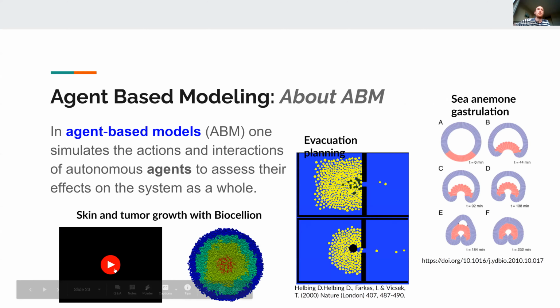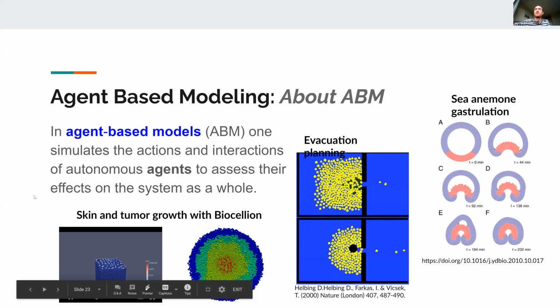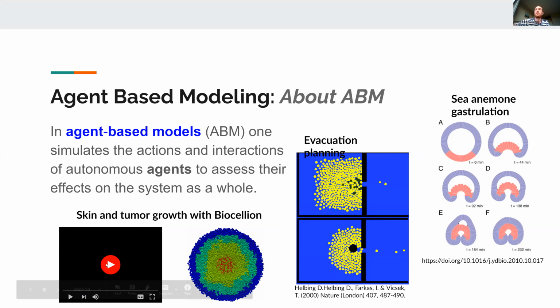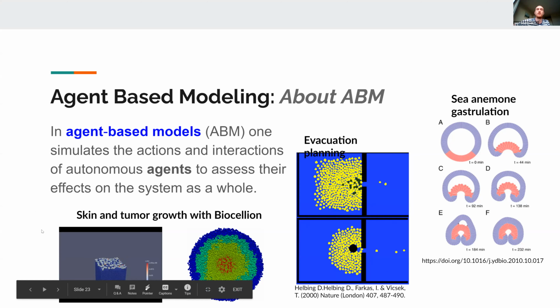A bit about agent-based modeling, in short ABM. In agent-based models, one simulates the actions and interactions of autonomous agents to assess their effects on the system as a whole. Specifically, emergent effects are very interesting. For example, cell sorting in the image you see below, which simulates tumor growth with the Biocellion framework. But it's also used in other biological systems. For example, a study from the University of Amsterdam modeled the gastrulation of a sea anemone during its early development.